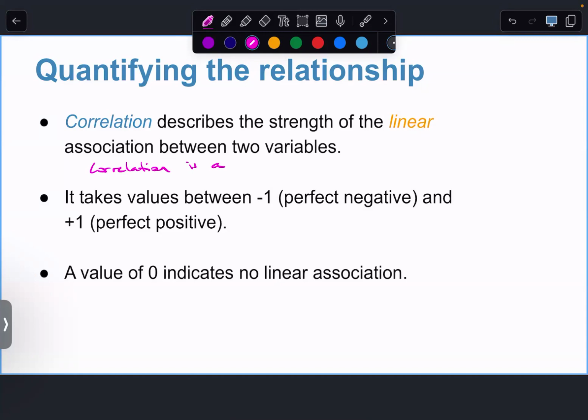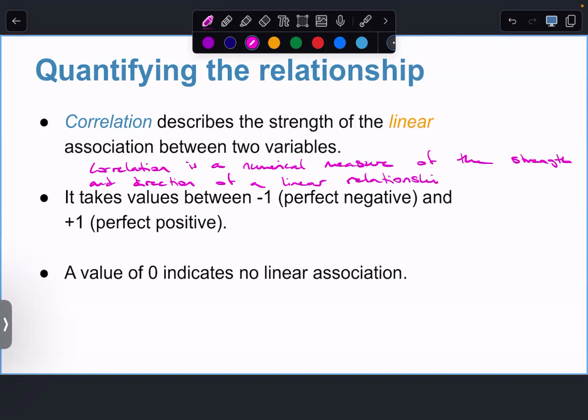So it has to be linear. The correlation is a numerical measure of the strength and direction of a linear relationship. It has to be linear.